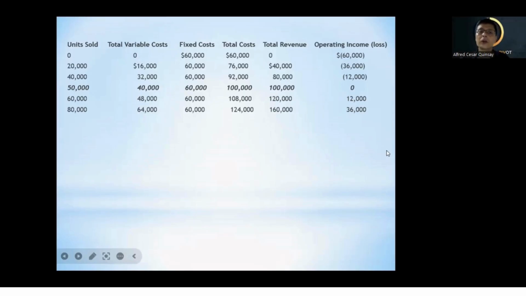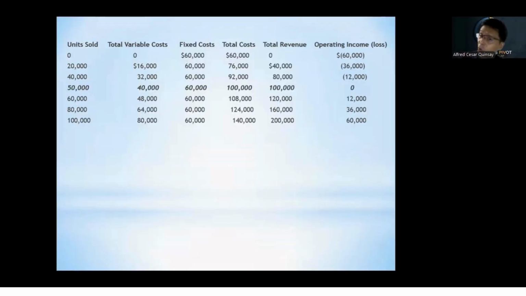So you can see here that the operating income grows by 24,000, assuming there would be a 20,000 increase in the units sold for every output here. So at 100,000, from 36,000, it grew to 60,000. Now, what can you say about this?